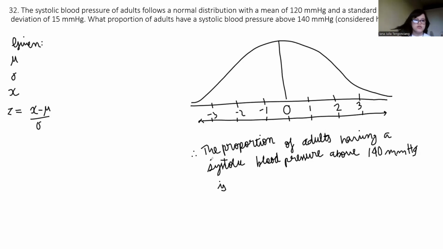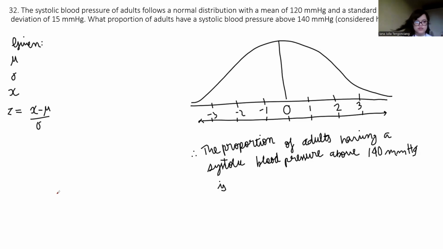So let's read our question. Number 32. The systolic blood pressure of adults follows a normal distribution with a mean of 120 millimeters of mercury and the standard deviation of 15 millimeters of mercury. So what proportion of adults have a systolic blood pressure above 140 millimeters of mercury, which is considered high? Well, let's find out.